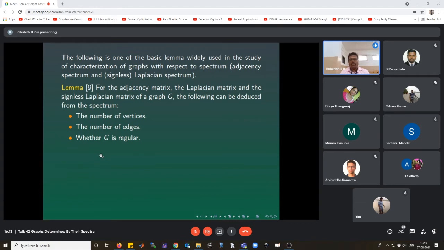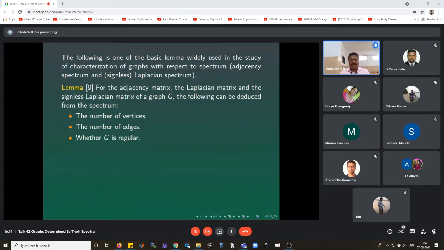This is because the largest eigenvalue, lambda 1, is always greater than or equal to 2m/n. Why can one determine whether G is regular from the adjacency spectrum? Because the largest eigenvalue is always greater than or equal to 2 times the number of edges divided by n, the total number of vertices, and equality holds if and only if G is regular.